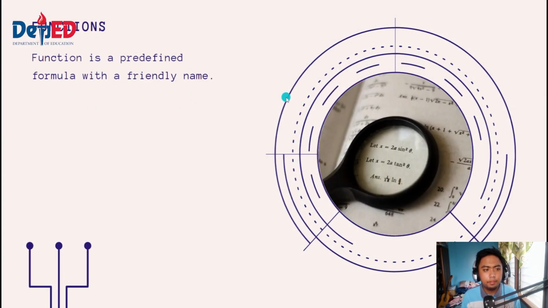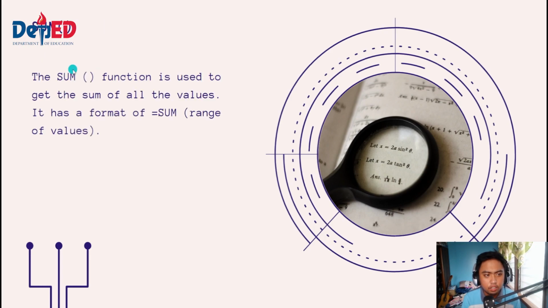And then we have functions. A function is a predefined formula with a friendly name. In programming, it's also called a function, and they use reserved words. How will we do this? Let's say we have multiple numbers like this, at random. The first function that we're going to discuss is SUM.